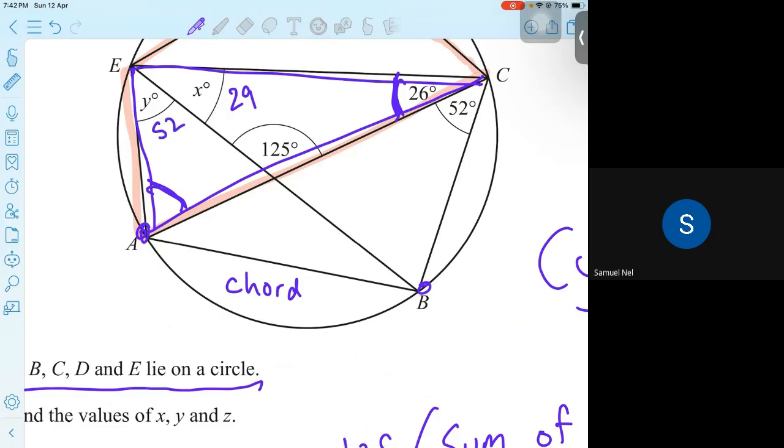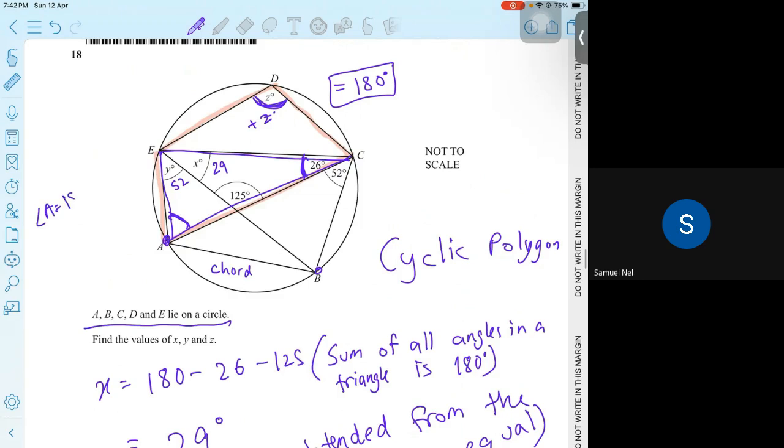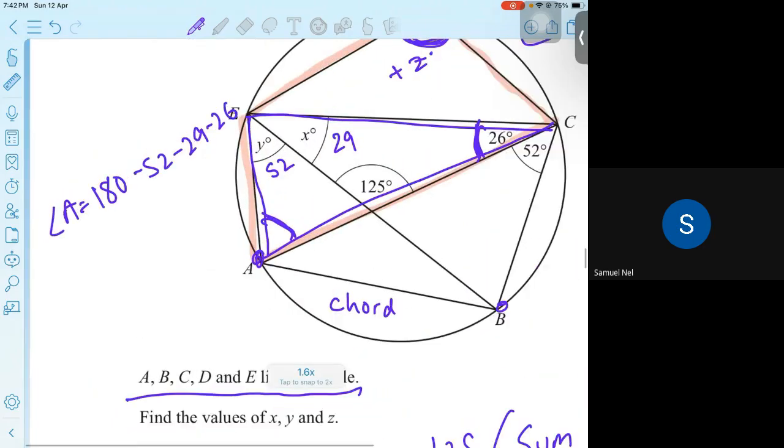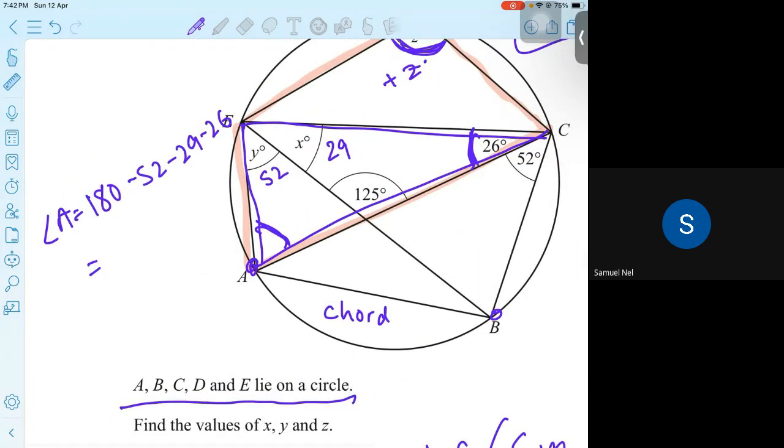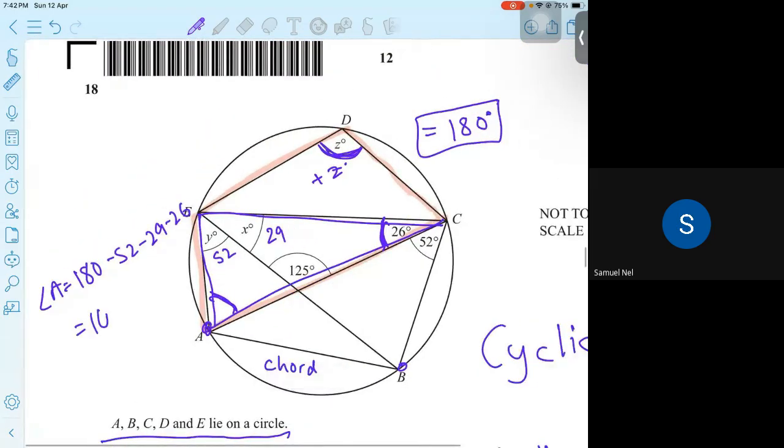So my angle A should be 180 minus 52 minus 29 minus 26. Any issues with this? Okay, thank you so much. So this should give me, I think, what does this give me? 107? Yeah. Okay, so this gives me 107 degrees.